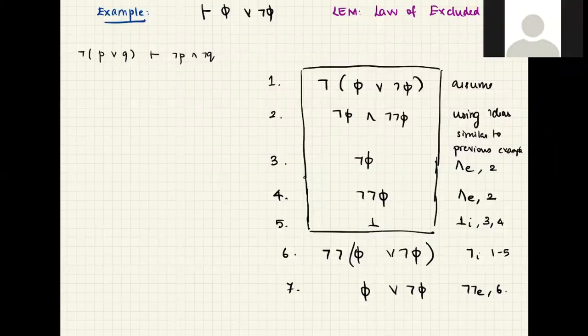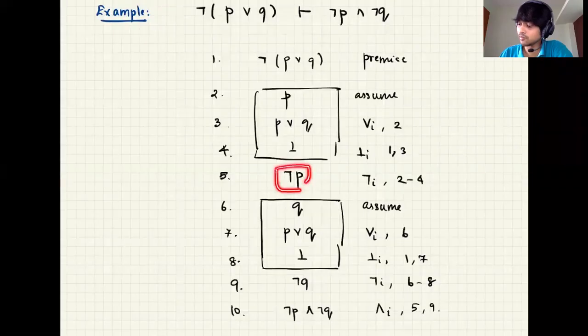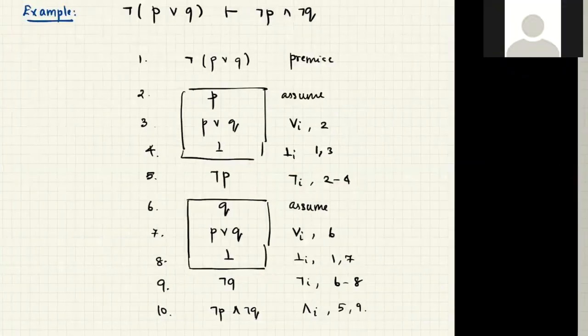So you're saying phi or not phi. You get not phi here, and then you get not phi here, and then you use the bottom introduction on this and this. Yes, you can do that. Okay, I agree.